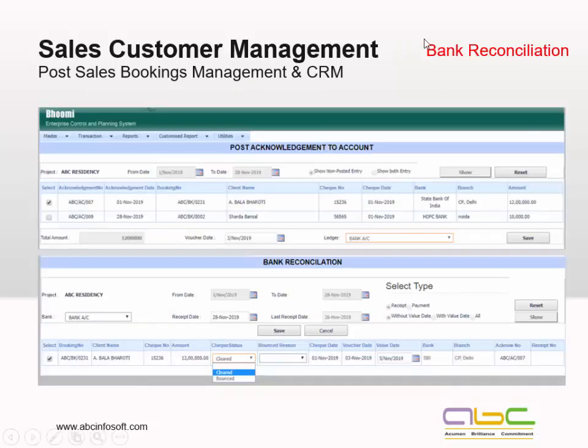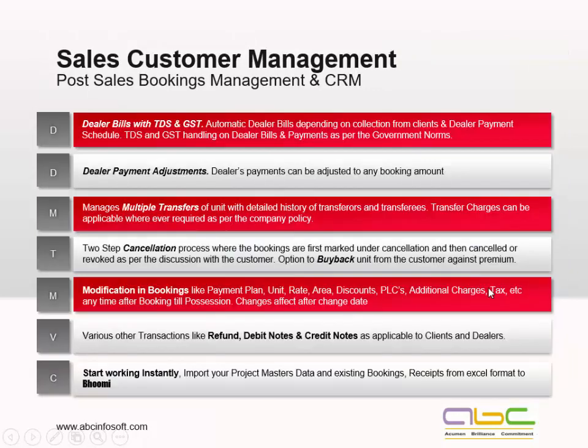Bank reconciliation: post acknowledgement to bank, and then bank reconciliation. All those dealers' bills with TDS and GSTs. You can even adjust the payments of the dealers to a particular booking. Now there are so many other transactions, like transfer of booking. Initially there might be some investors in the booking, and then you are moving on to the end users. So you can transfer the booking from A to B to C, with any number of transfers, and you can even apply transfer charges if you wish to for a particular transaction.